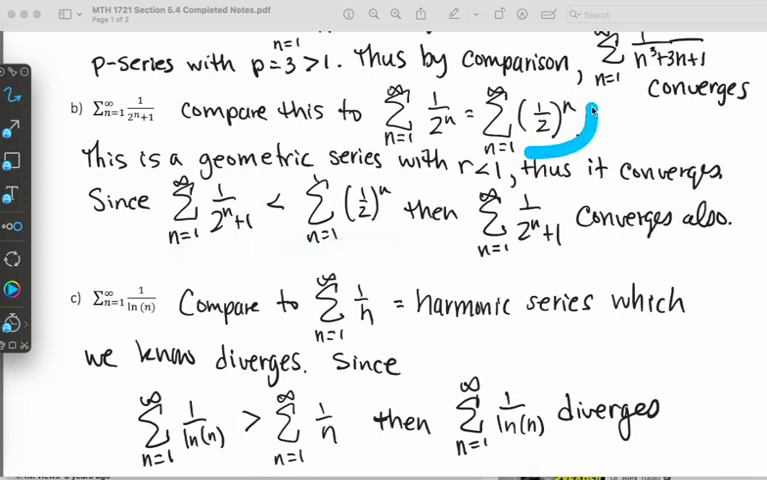Now, because I know that this is a geometric sequence that converges, and I know that it converges because my common ratio, my r, is less than 1, I know that this converges, and therefore by the comparison theorem this must converge as well.